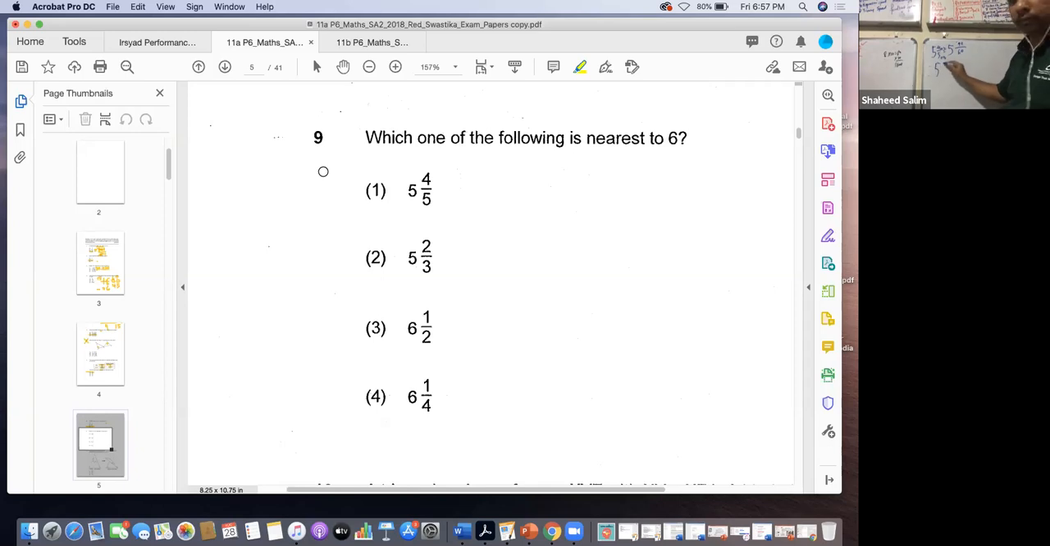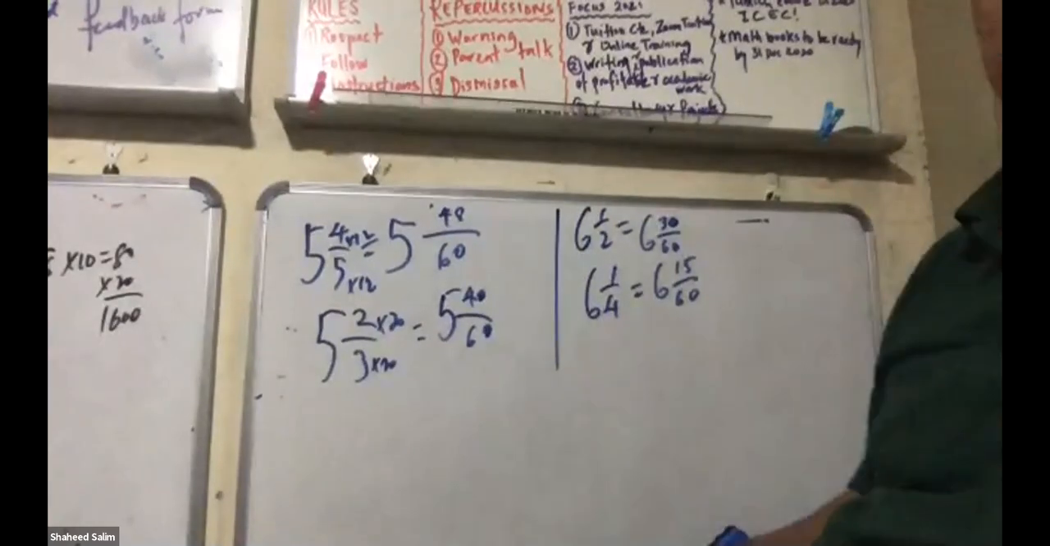Next one, 5 2/3 times 20 times 20. 5, 40, 60. And the next one is 6.5. 6 and 30 over 60. And the last one is 6, 1, 4. Okay, so they ask you now which of these is nearest to 6.